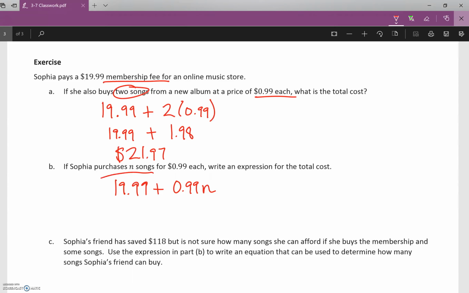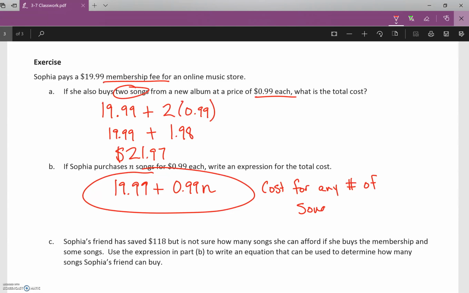And this expression is an algebraic expression. This would give us the cost for any number of songs. We could plug in any number right there. 2 songs, 10 songs, 1,000 songs, and it would give us her total bill.